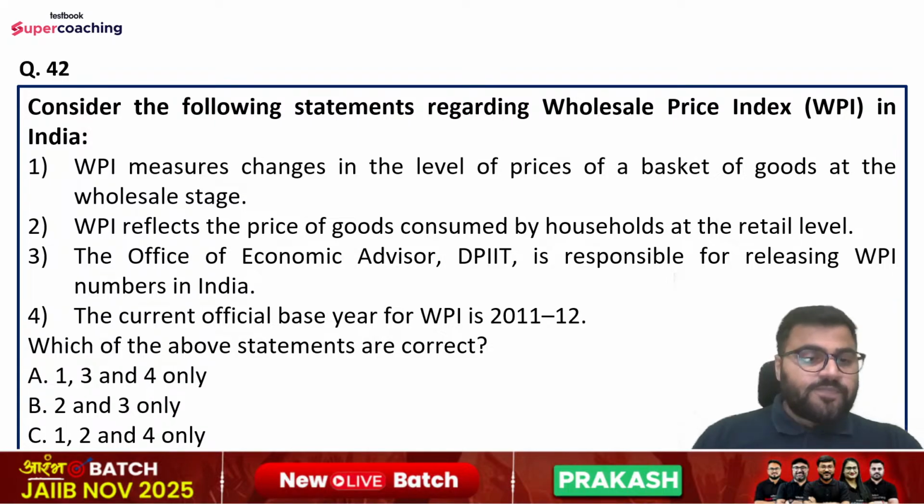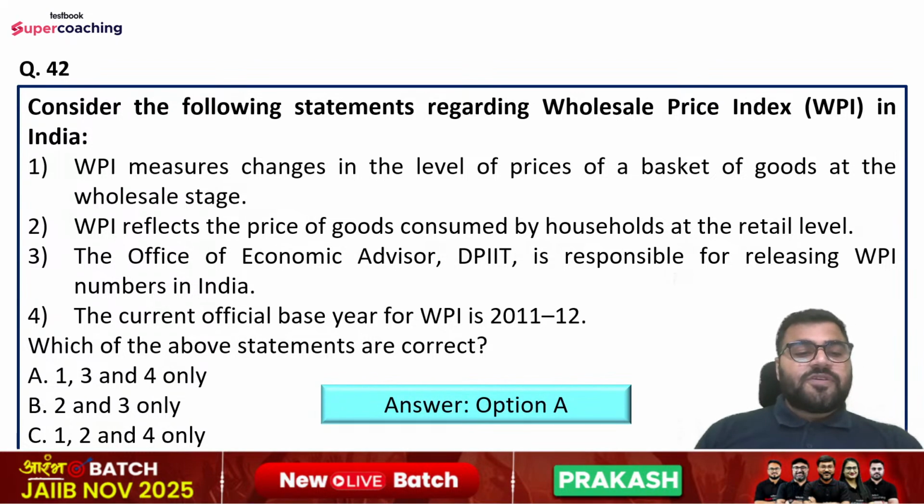Which of the following is correct? 1, 3, and 4 only; second and third only; first, second, and fourth only; or first, second, and third only. So right answer is option number A, that is first, third, and fourth only.